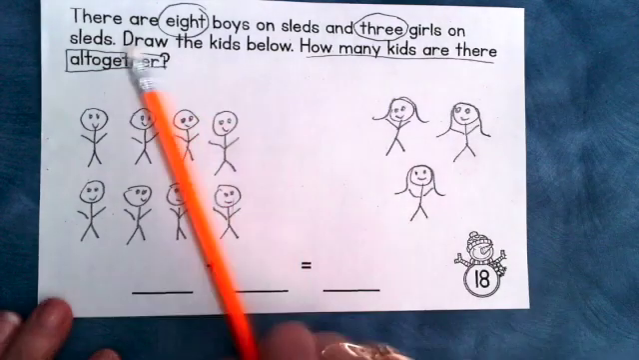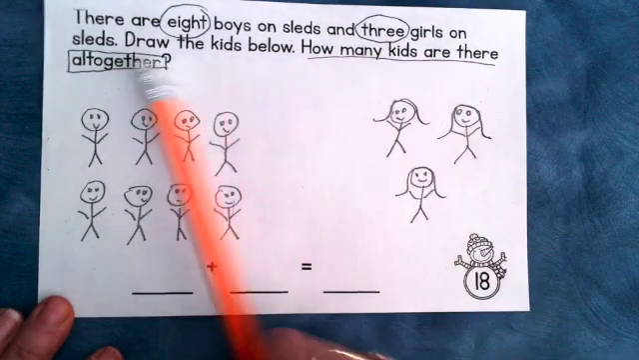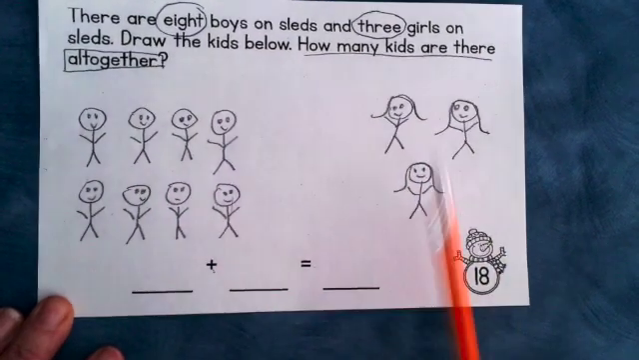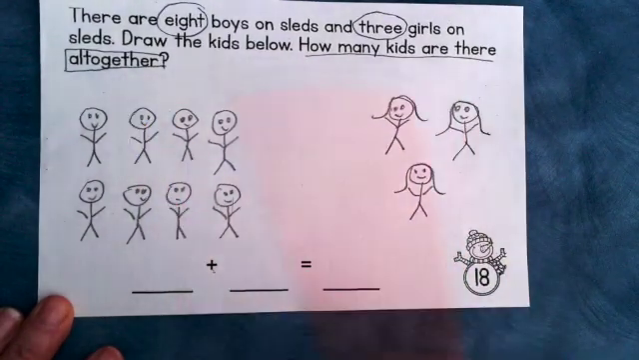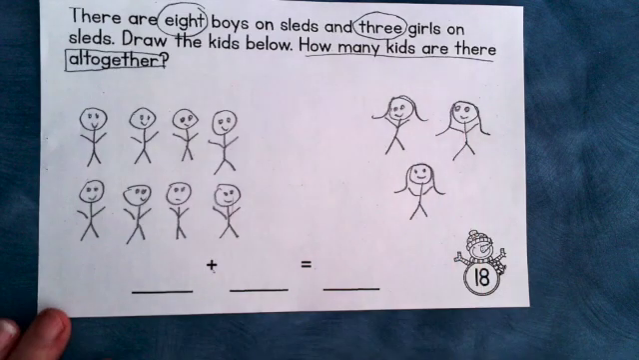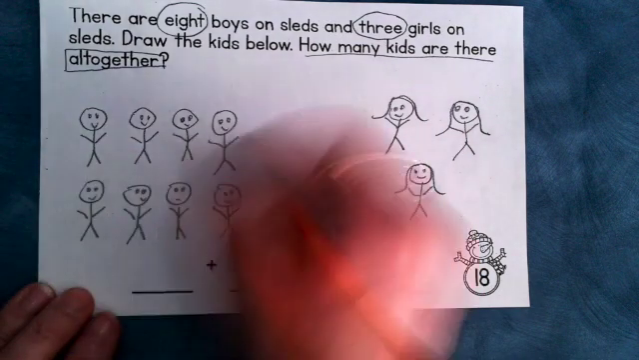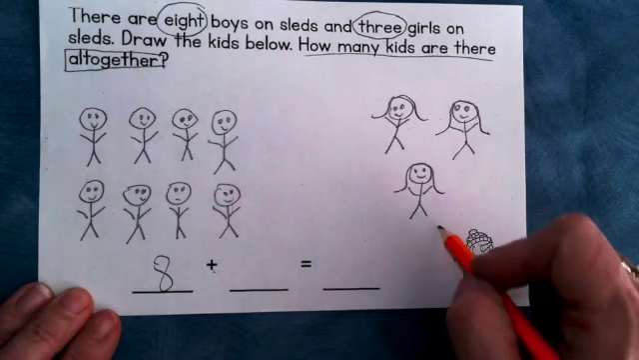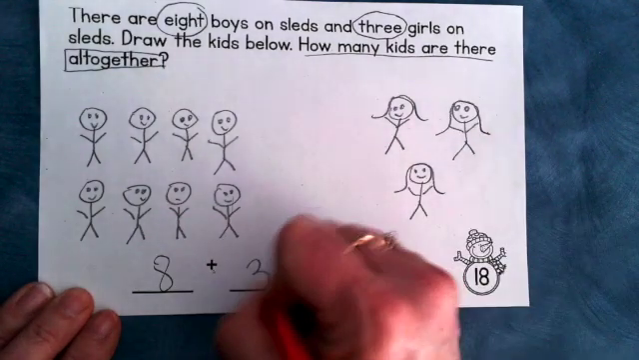Okay, so I have 8 boys and 3 girls. Draw the kids below. So we did that. We have 8 here and 3 there. How many kids are there all together? Oh, this is kind of easy. So I know that there's 8 boys right here, so I'm going to put an 8 there. And I know that there's 3 girls right here, so I'm going to put a 3.